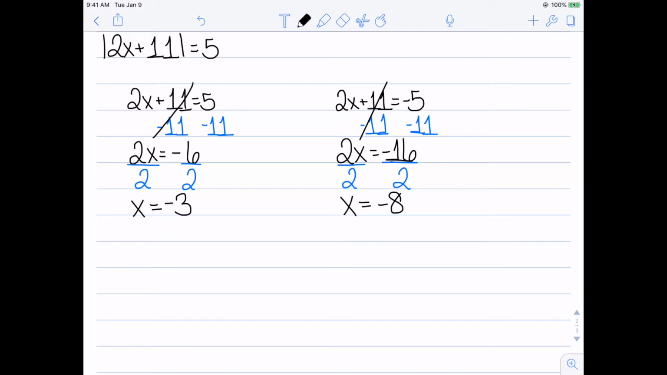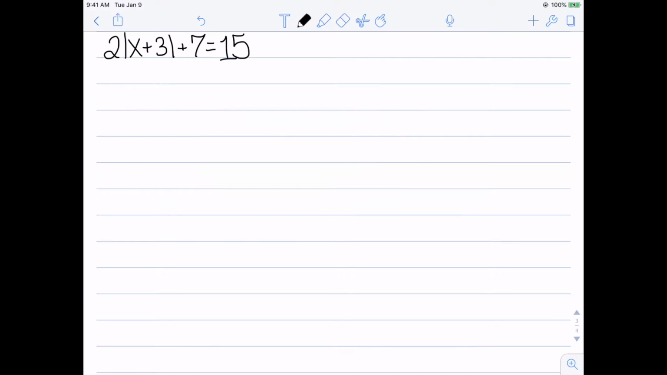And you can double check these. You can stick either one of these numbers back into our original absolute value equation and get a true statement. Let's look at another example. This time I have 2 times the absolute value of x plus 3, plus 7, is equal to 15.